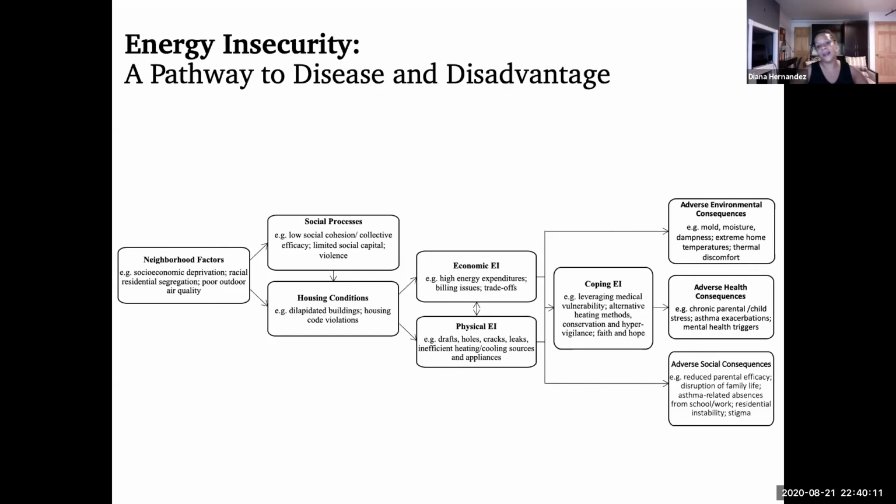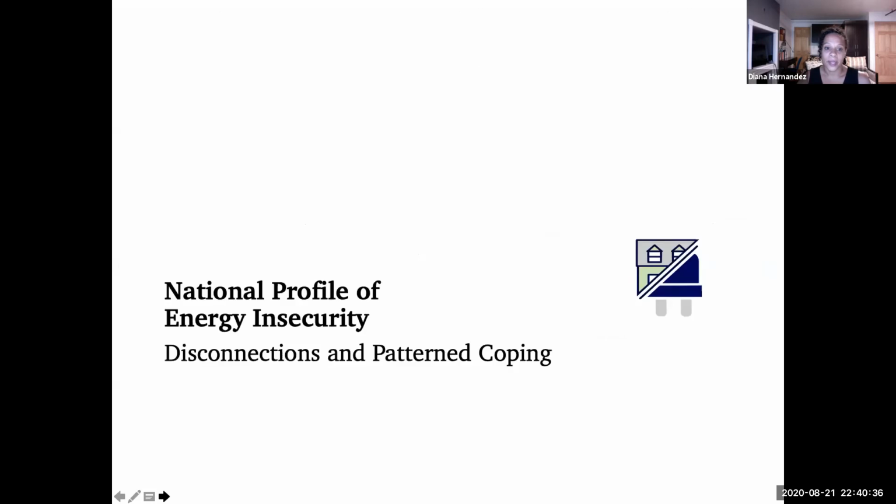So, I'm not going to go through this whole pathway, but what it does show is that it leads to real adverse health consequences, or the ones that take you en route to those adverse consequences. So these environmental, health, social, but also economic pieces, which might lead to foreclosure or to eviction later on as well.